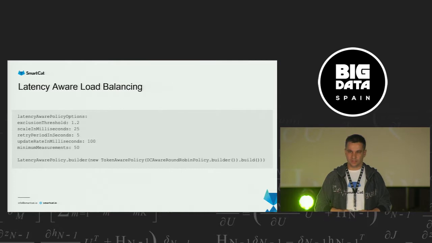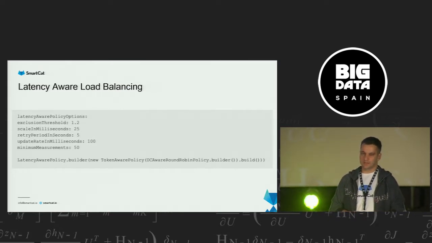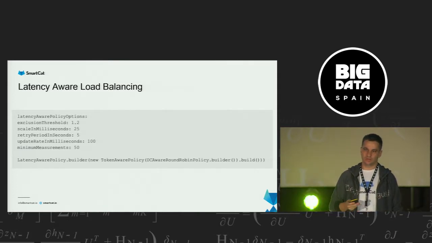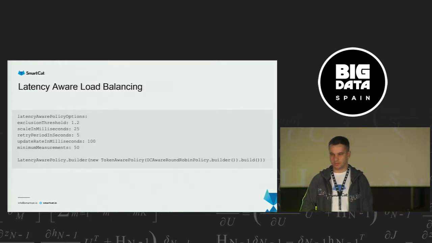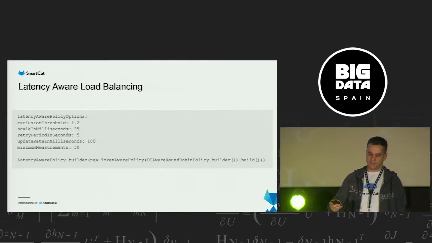Exclusion threshold: this parameter tells the driver how bad a node should be in order to penalize it. 1.2 means that nodes 20% worse than the fast-performing node will get penalized. Default is 2, so this is a more aggressive penalization.